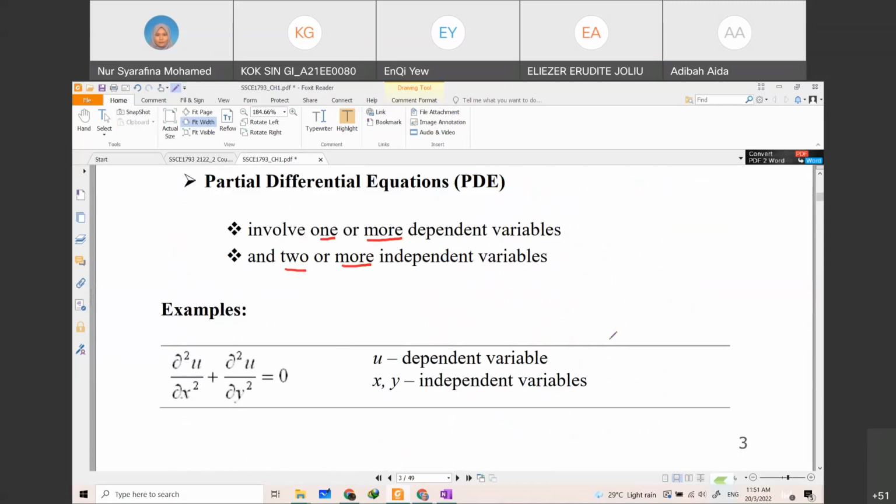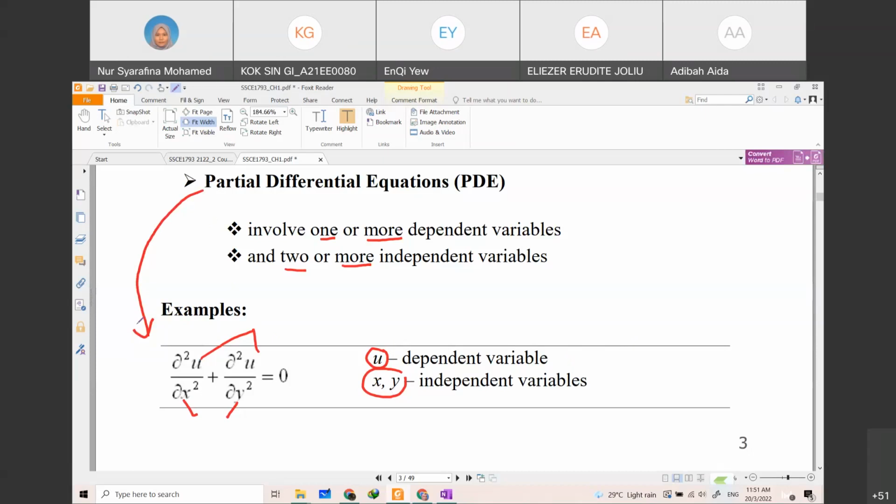So how can we describe this partial differential equation? As you can see from this example, we have d squared u over dx squared plus d squared u over dy squared. You know that these are independent. So how many independent variables do we have? Two. We have one dependent variable. So one dependent, two independent, which gives you a partial differential equation. Clear or not?